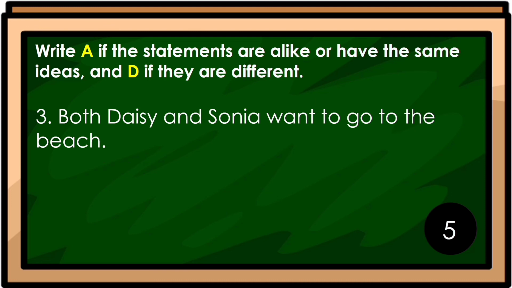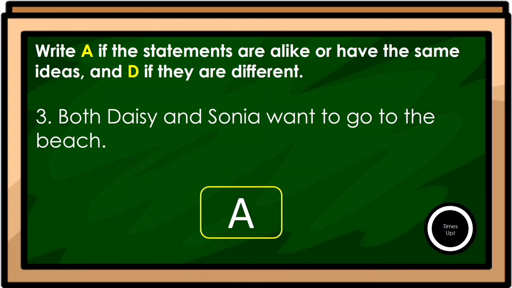Both Daisy and Sonia wants to go to the beach. Is the statement alike or different? Write now your answers. If your answer is A, then you are correct. Of course, the statement is alike because of the word both.